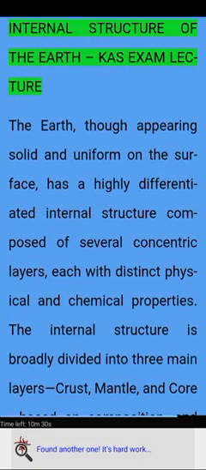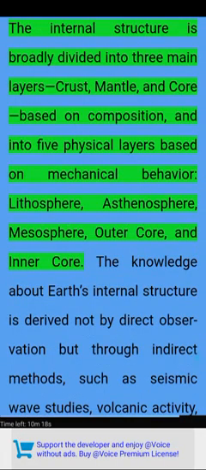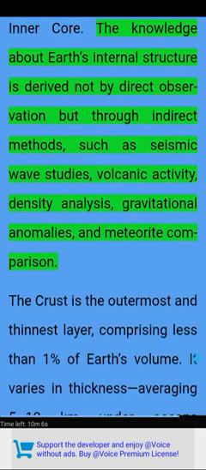Internal structure of the Earth, CAS exam lecture. The Earth, though appearing solid and uniform on the surface, has a highly differentiated internal structure composed of several concentric layers, each with distinct physical and chemical properties. The internal structure is broadly divided into 3 main layers: crust, mantle, and core, based on composition, and into 5 physical layers based on mechanical behavior: lithosphere, asthenosphere, mesosphere, outer core, and inner core. The knowledge about Earth's internal structure is derived not by direct observation but through indirect methods, such as seismic wave studies, volcanic activity, density analysis, gravitational anomalies, and meteorite comparison.